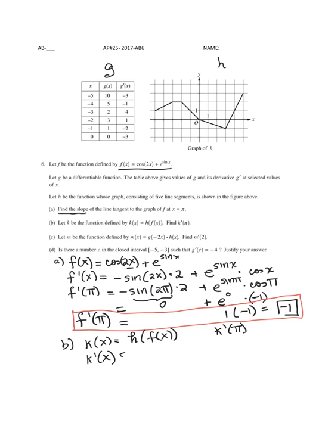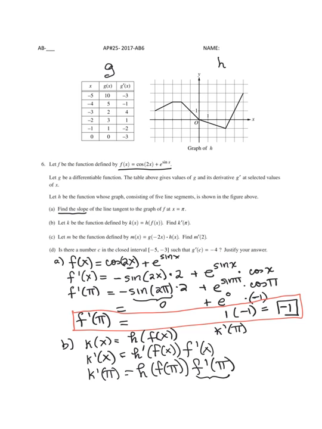Now, the derivative of this is the formula for the chain rule. We have the composition of functions h of f of x, so we say it's the derivative of h at the inner, which is f of x, times the derivative of f. Now we put in the pi's. Well, the derivative of f at pi we found was negative 1. And if you answered that incorrectly, if you carried down your incorrect answer correctly, you would get credit.